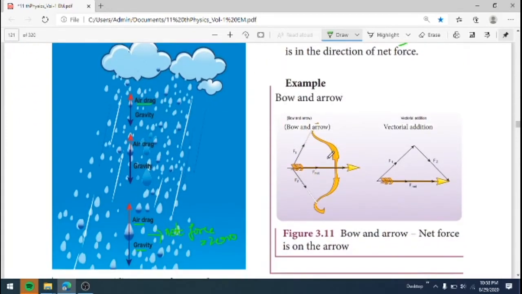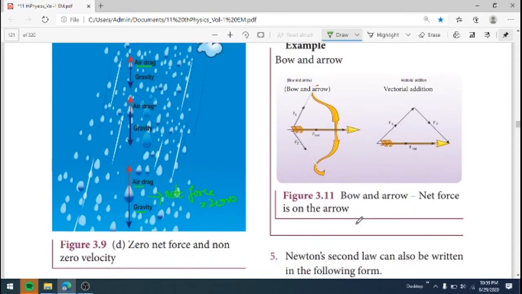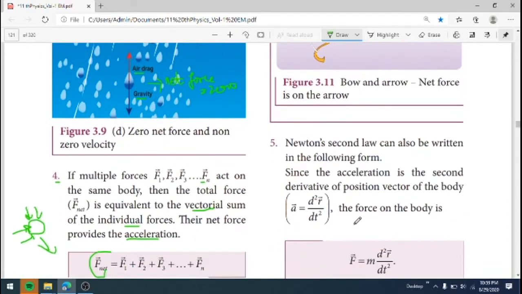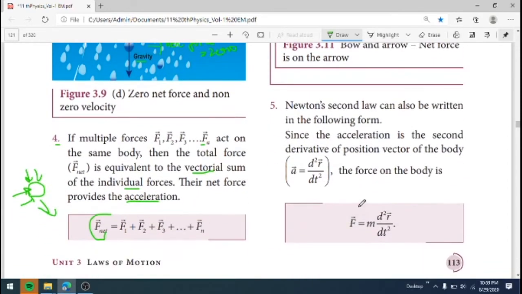An example for this, if you look at a bow and arrow, here we apply two forces. What is the resultant force for these two forces? Vectorially, see here that two forces are arranged and this direction of the arrow gives the net force, isn't it? So net force is on the arrow. A very nice example to make you clear about what is vector addition of multiple forces.